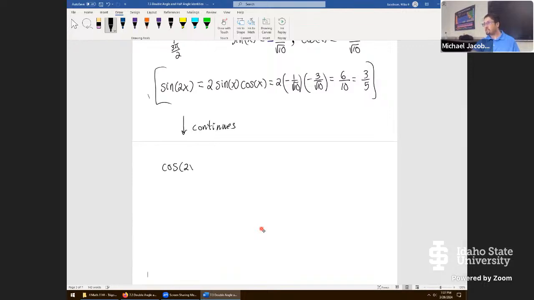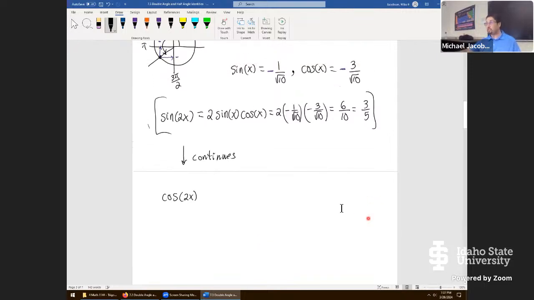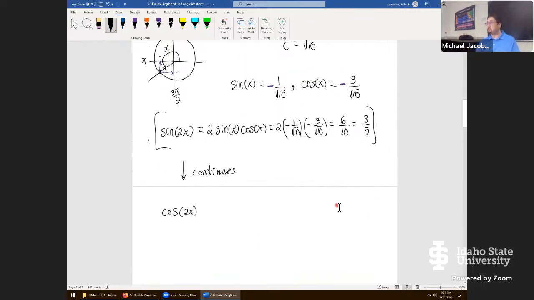So for cosine 2x, there's 3 different identities we can use, but we typically want to use just whatever seems convenient. For me, I would typically just go cosine squared of x minus sine squared of x. And then that would do the job for us.